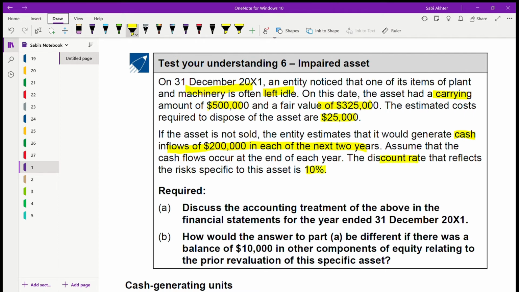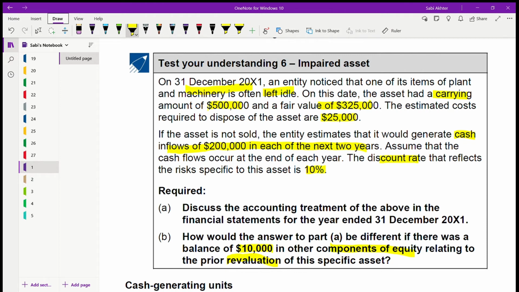And part B, how the answer in A would be different if there was a balance of 10,000 in other components of equity relating to the prior revaluation of the specific asset. So let us go by first A. Value in use we need to find out, because remember when it comes to impairment loss, we need to find the higher of fair value minus cost to sell and value in use.